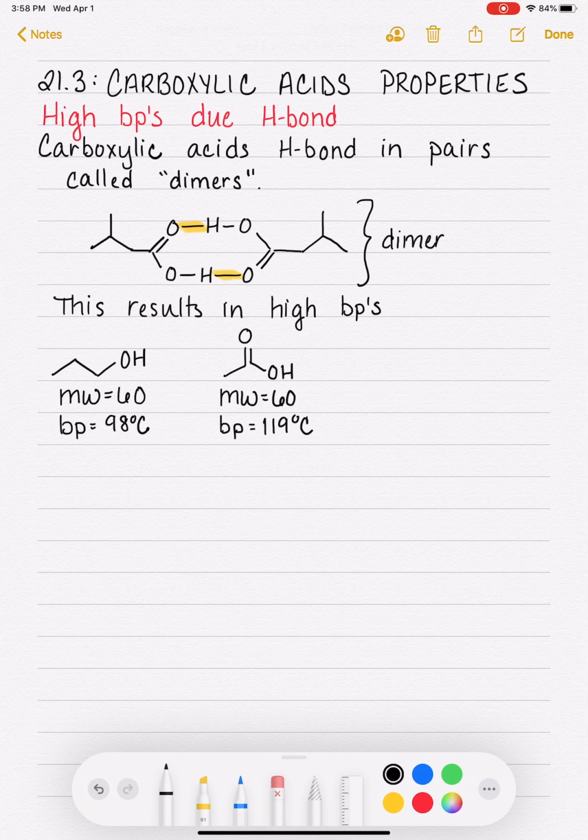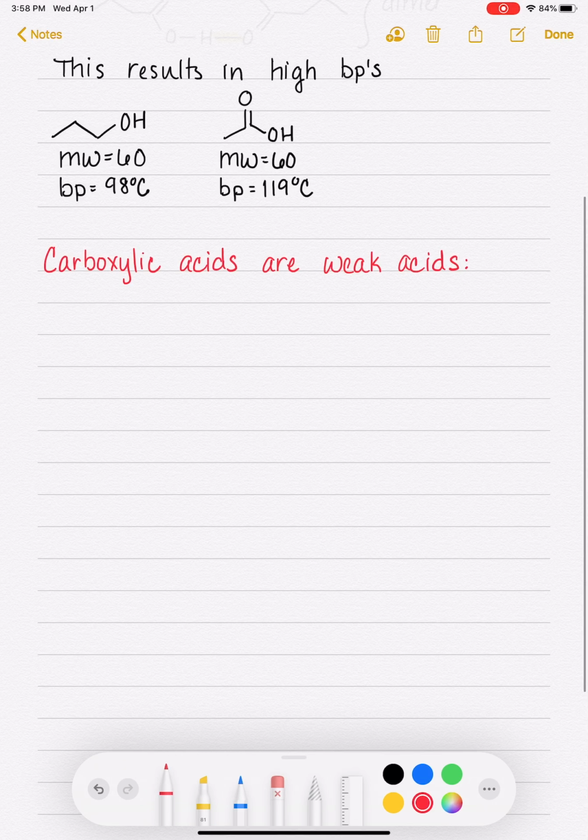The next property of carboxylic acids that we're going to look at is their acidity. Carboxylic acids are weak acids. And remember from the end of Gen Chem, you learned that that means that they exist in equilibrium with water. They will donate a hydrogen ion, H plus, to something that's acting as a base.